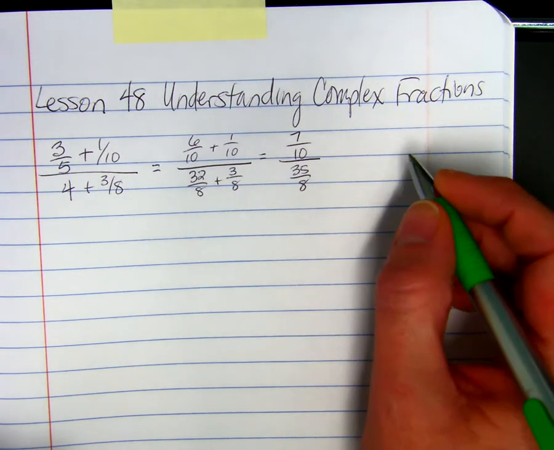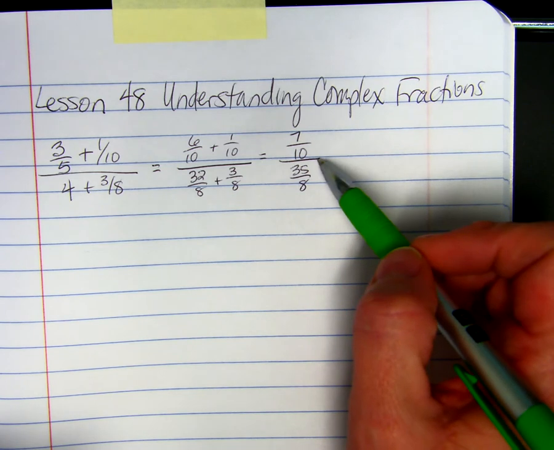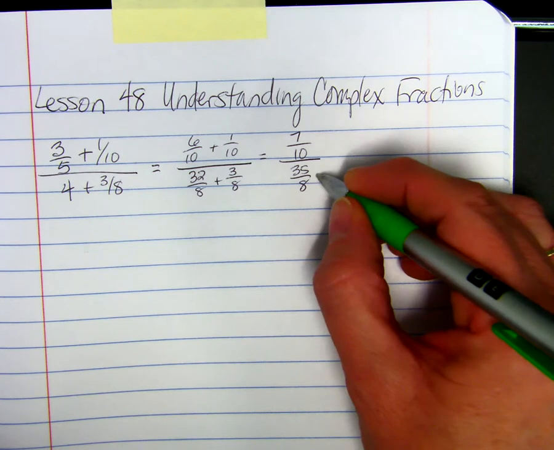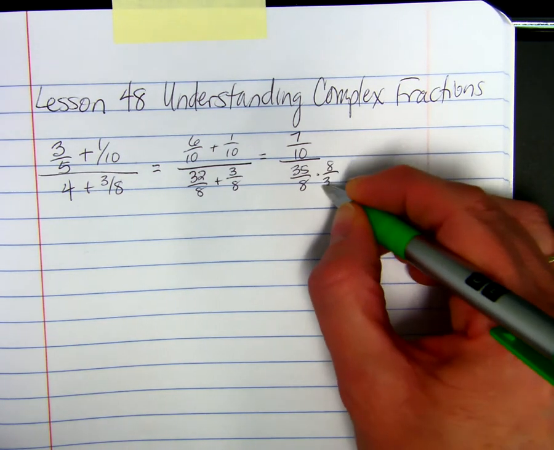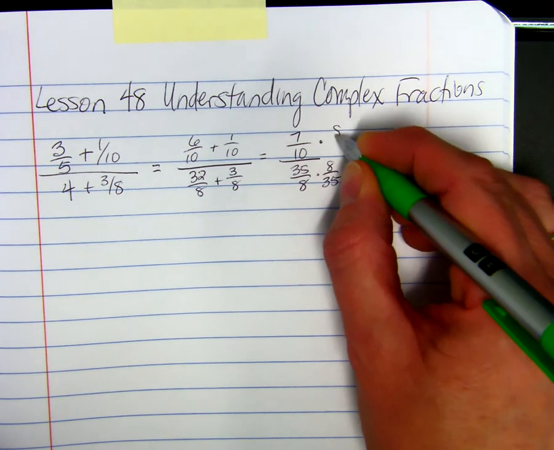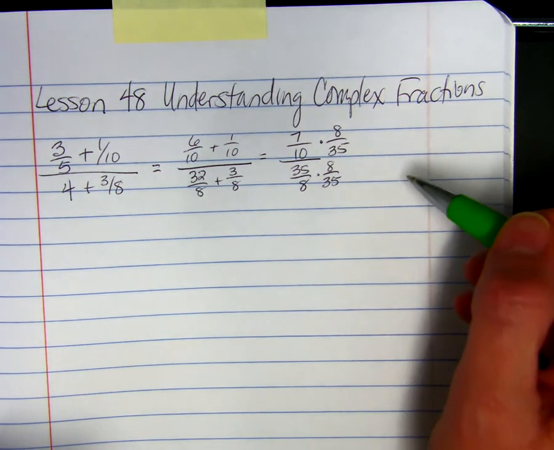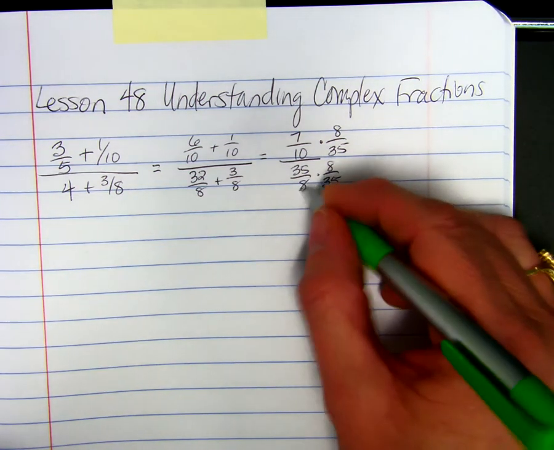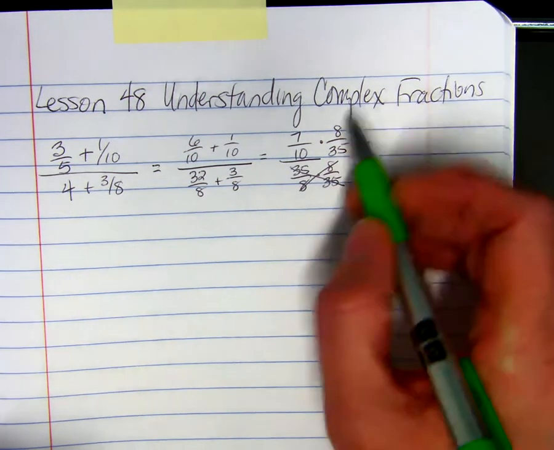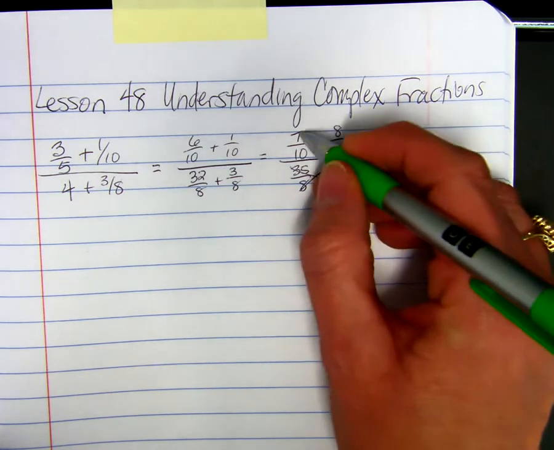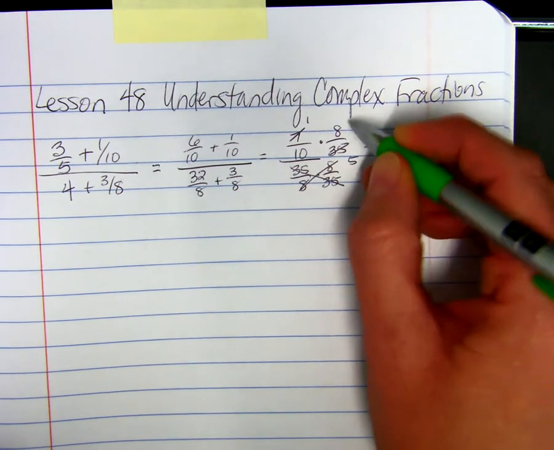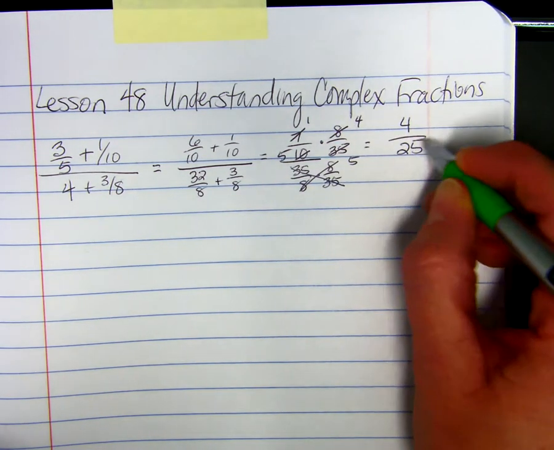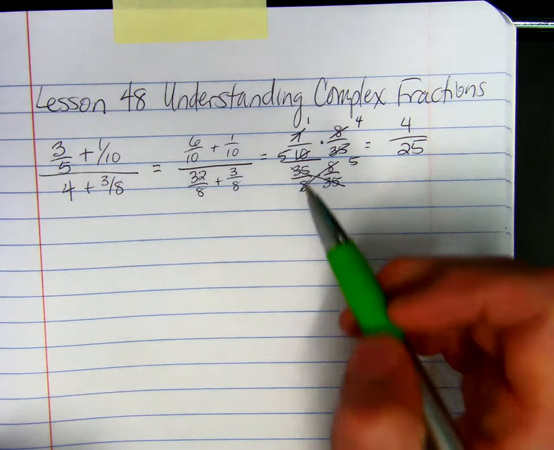35/8. Now, if you think of this division bar as a dividing sign, we can multiply by the reciprocal of the denominator in both the numerator and the denominator. The denominator goes to 1, which is super convenient. And then we can just multiply these together by simplifying first, because that's how I like to do things. So it's 4/25.